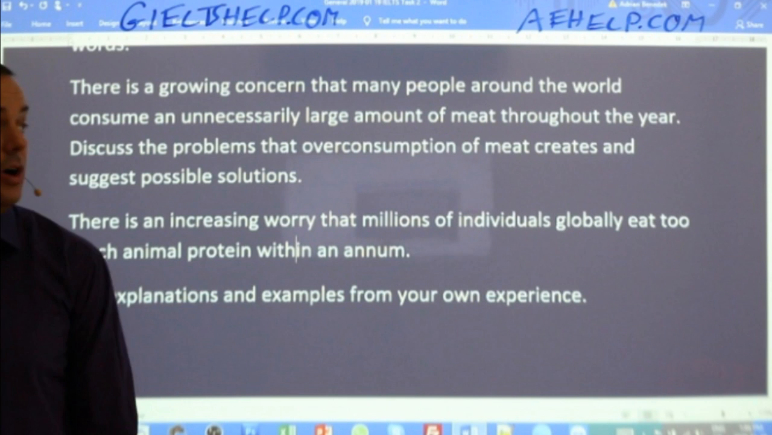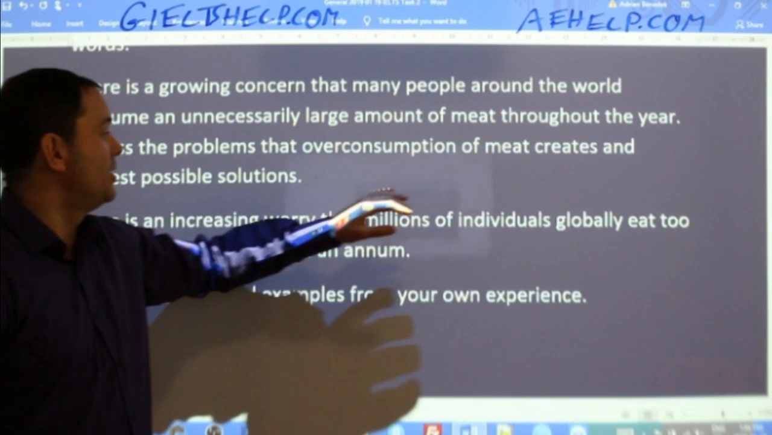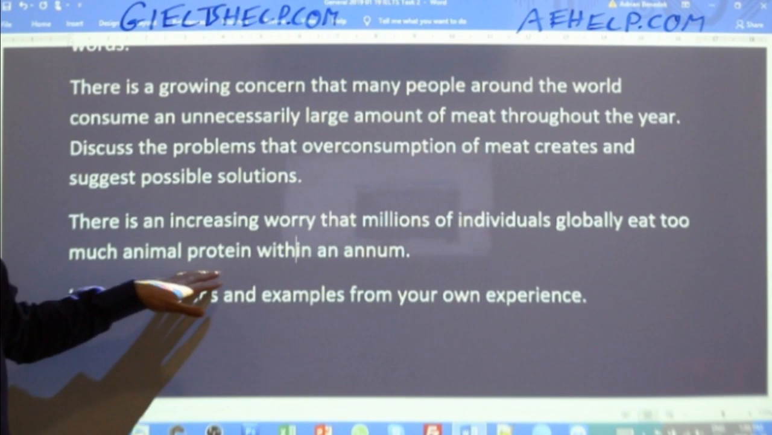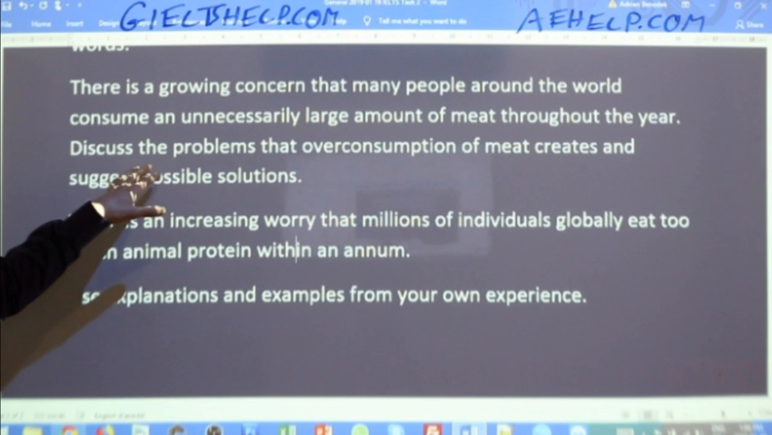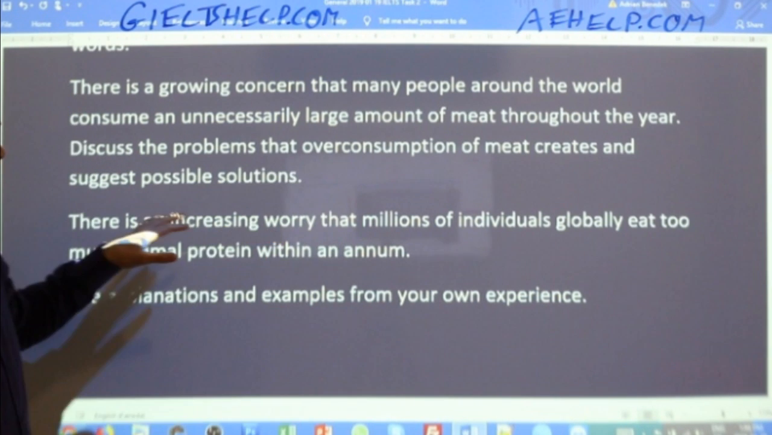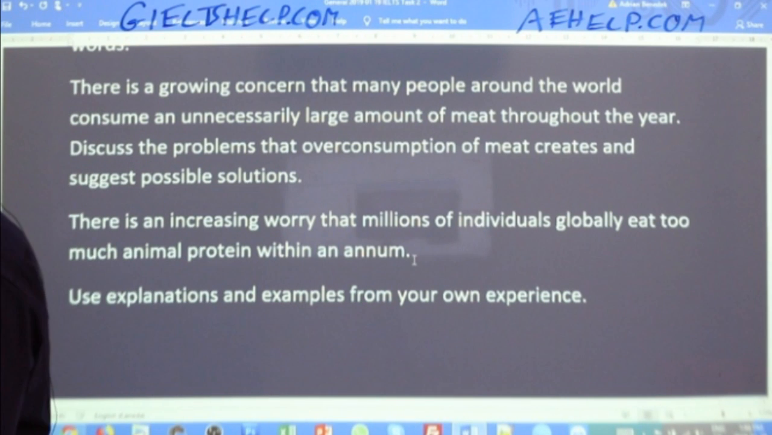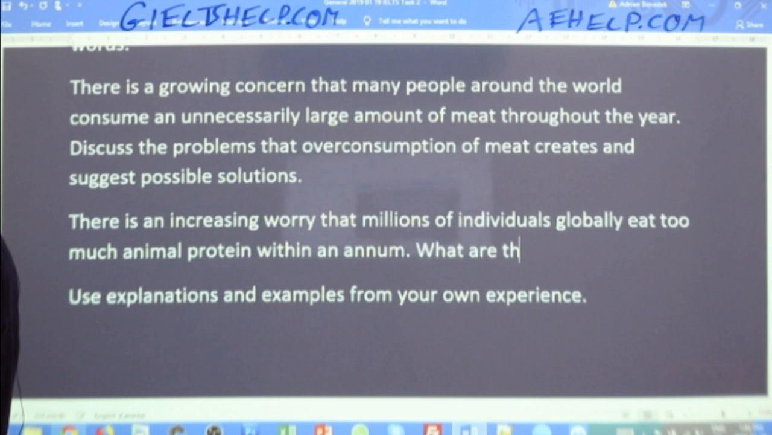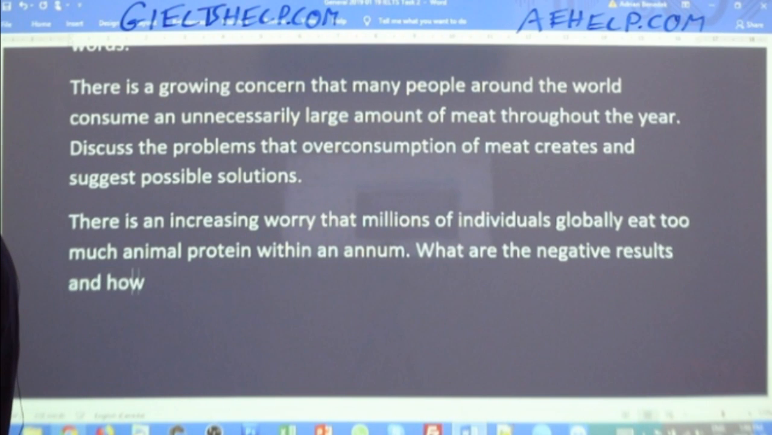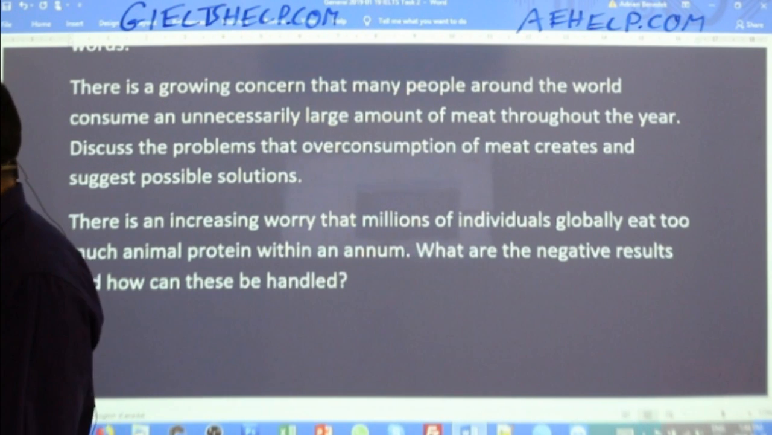Okay, so a large amount of meat throughout the year, animal protein within an annum. Discuss the problems that overconsumption of meat creates and suggest possible solutions. Here, I'll paraphrase that nice and fast. What are the negative results? And how can these be handled? Okay, so that would be a nice paraphrase.